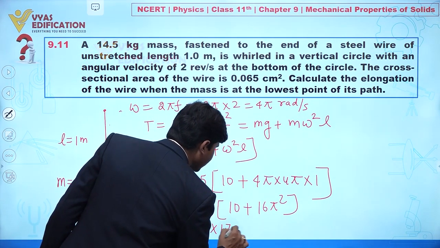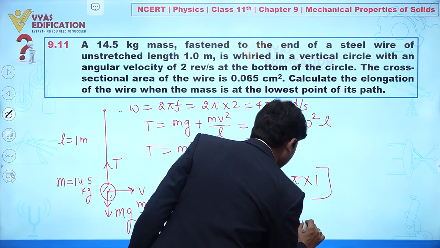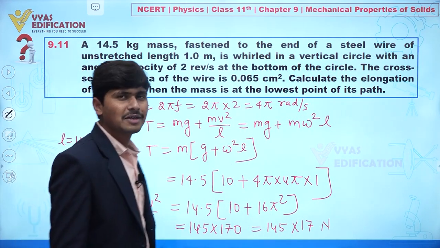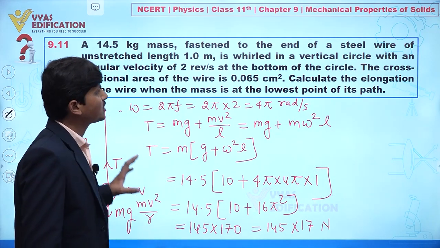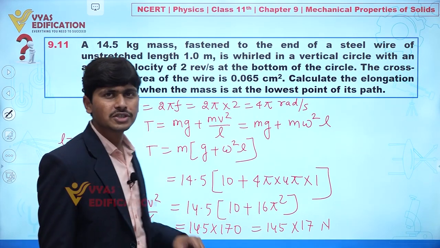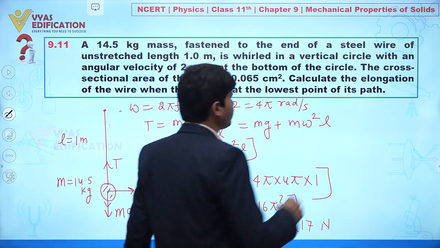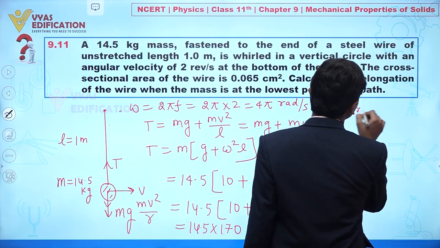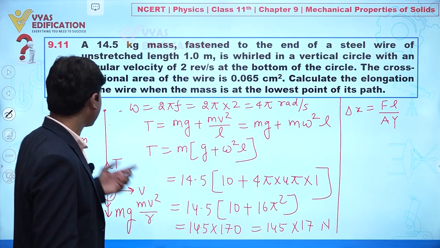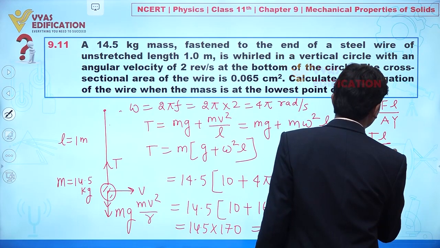So 14.5 into 170. From here you can write this as 145 multiplied by 17, and this is in Newton. Clear to everyone? Now, what is my objective in this question? My objective is very clear. We have to calculate the elongation of the wire when the mass is at the lowest position. So now listen carefully. Elongation, delta x, is given by FL over AY. Here the force acting on this wire is the tension force, so this is tension T L over AY.